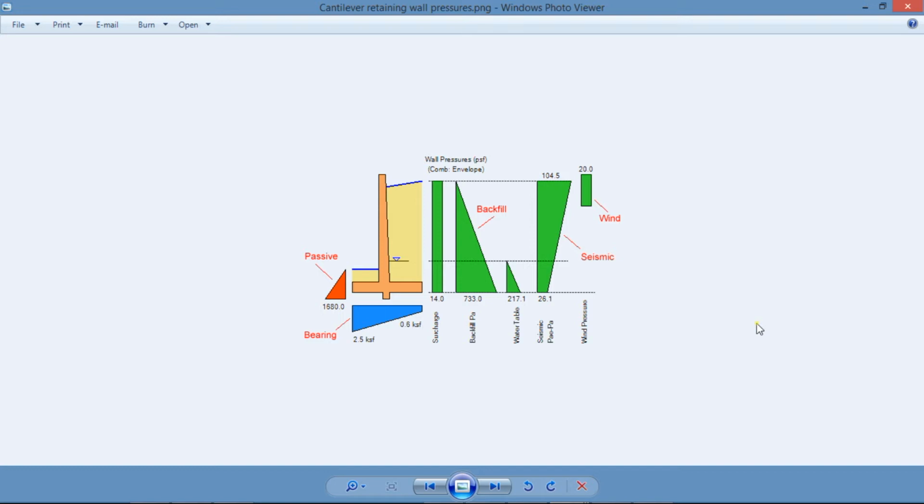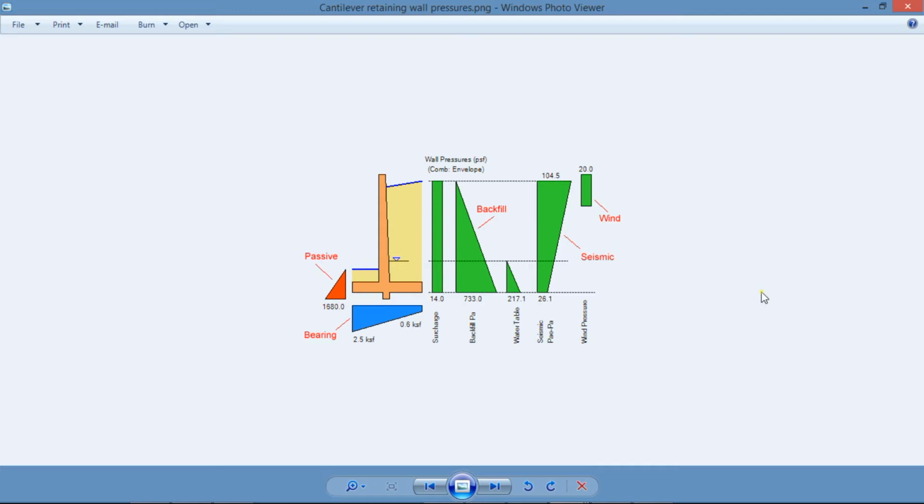Let's get started. In addition to the retained backfill, retaining walls may be subject to surcharge on top of the retained mass. The stem may also have concentrated loads at the top. When the stem extends above the backfill, the retaining wall may be subject to wind, and if the retaining wall is located in a seismic zone, then the seismic loading is also necessary to be considered.